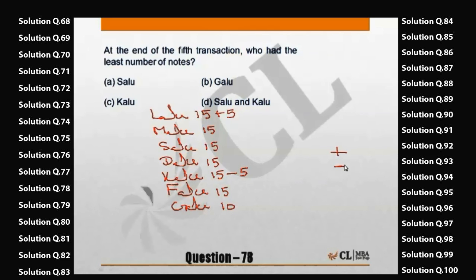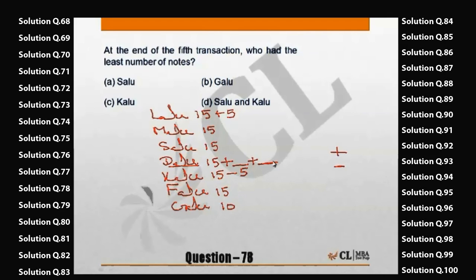The second condition is that Dalu received notes from 2 of her friends. We do not know the friends and we do not know the amounts which she received from these people, but one thing is for sure, that she received something from 2 of her friends. So let's put 2 pluses against her name. We do not know what would come next to each plus, but she received notes from 2 friends, so we have put 2 pluses against her name.